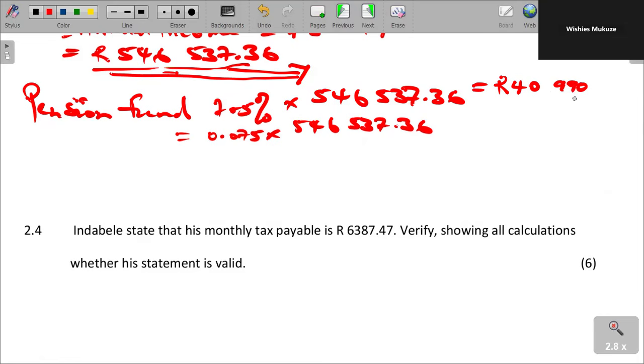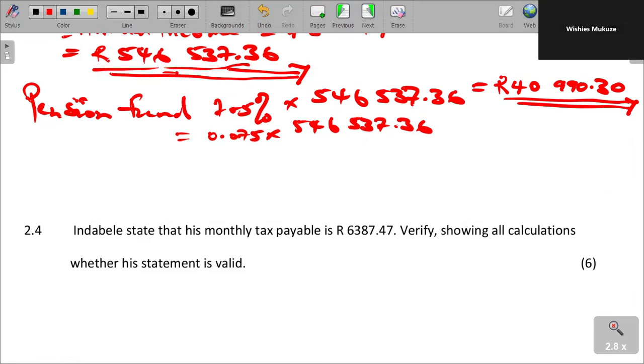40,990.30 cents. That is the pension fund. And then we also need to calculate donations.